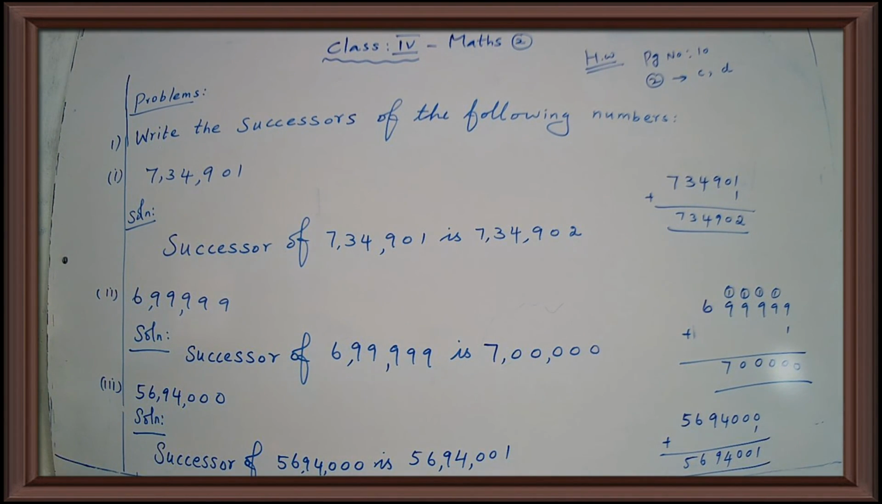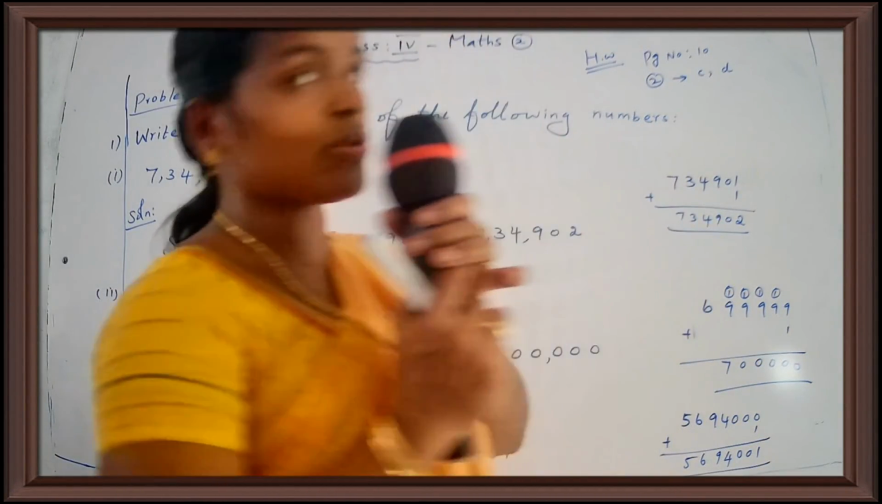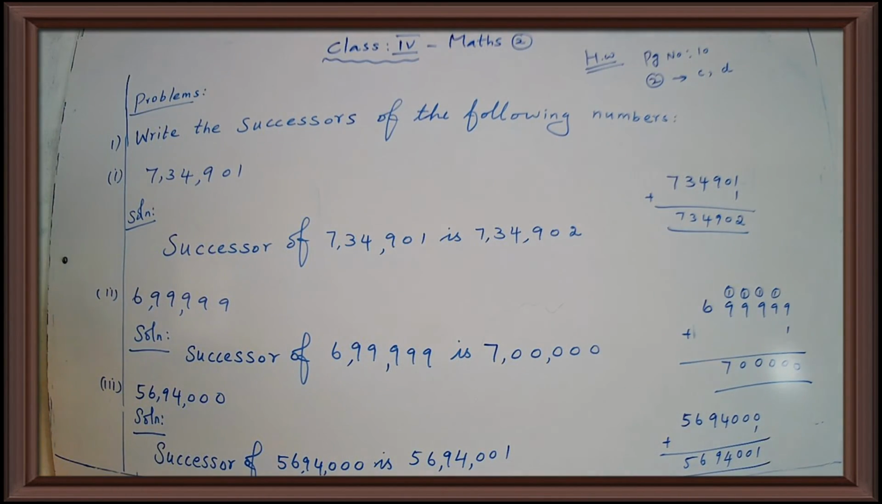Now you come to the homework. Take your book, page number 10. Today's homework. All of you take your book. Already I gave page number 10. In question number 2, C and D. Yes or no, children? In page number 10, in second question, C and D, I already gave. Then one more homework.